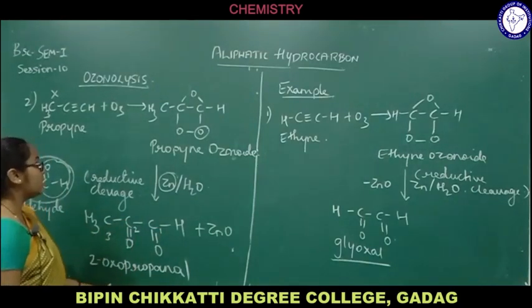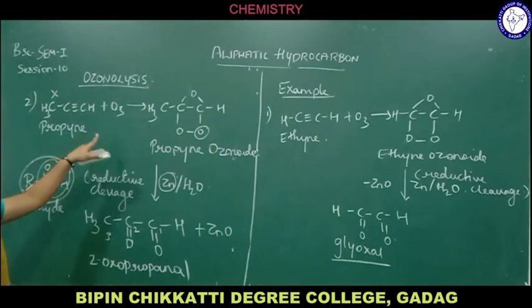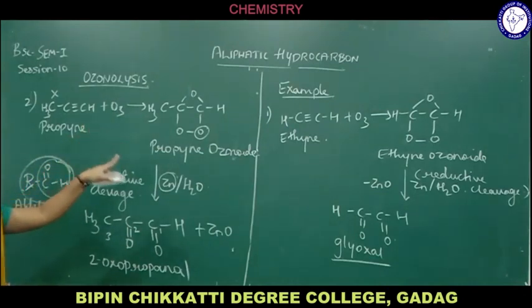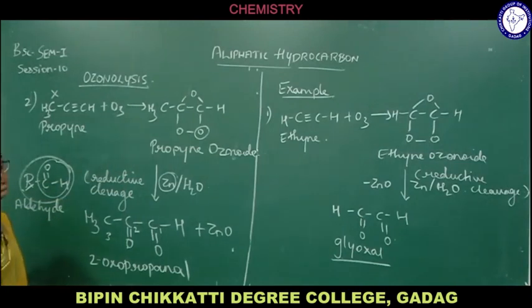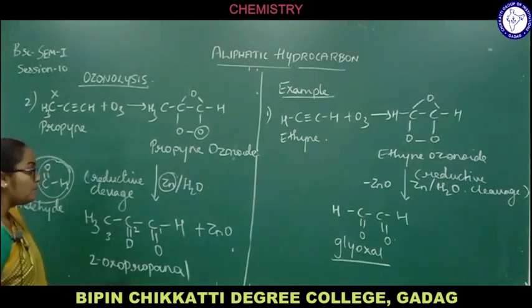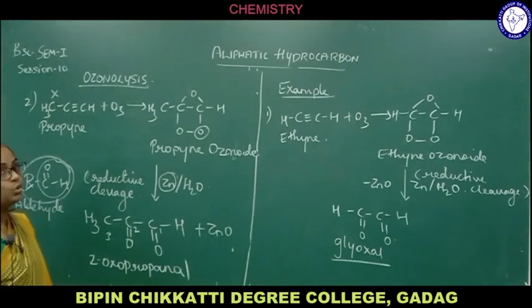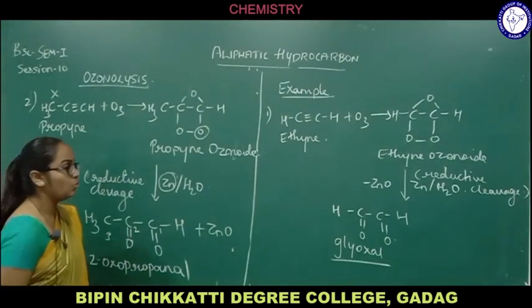Okay, so this is how the product will be formed when propyne is treated with ozone to form propyne ozonoid. That will undergo further reductive cleavage in presence of zinc and water to form 2-oxopropanal, right, as the main product. So this entire process is nothing but called ozonolysis. What is it called? It is called ozonolysis.